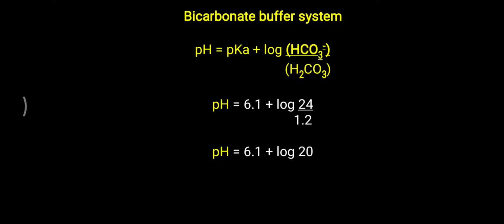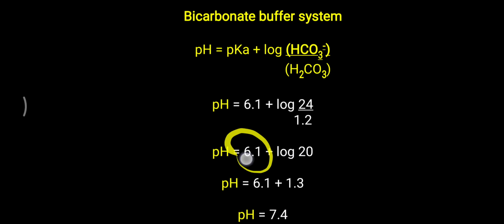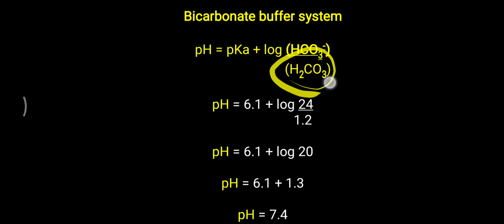So with the help of this ratio, log 24 by 1.2 is log 20. Now only if the 20 is affected will our normal blood pH be affected, because the pK value remains fixed and is not affected by any factor. So only these two, bicarbonate and carbonic acid, are affected, and that will fluctuate our pH. So blood pH is fluctuated by the ratio of base upon acid, meaning bicarbonate upon carbonic acid.